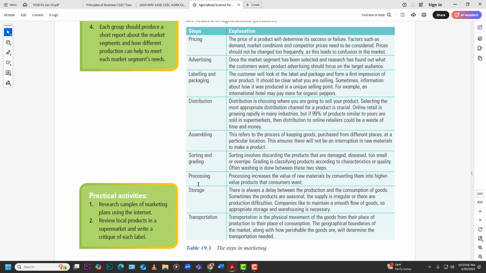So in this case, tomatoes, you can choose to say, okay, let me process them into maybe dried tomatoes, or let me turn them into ketchup, or into tomato paste, or something like that, to increase the value of your products. You can sell it for more. Storage, of course, that's part of the marketing process.